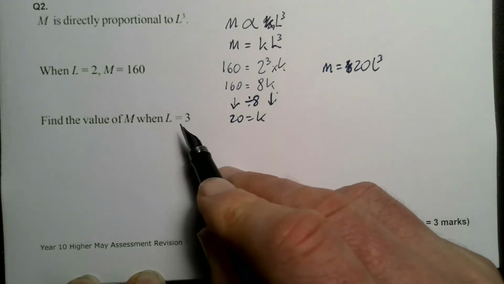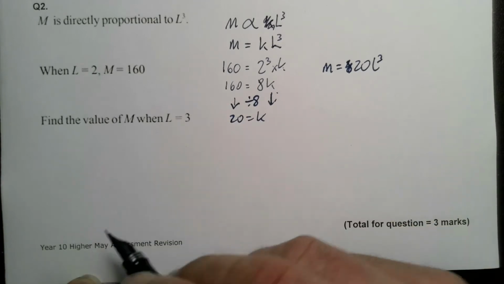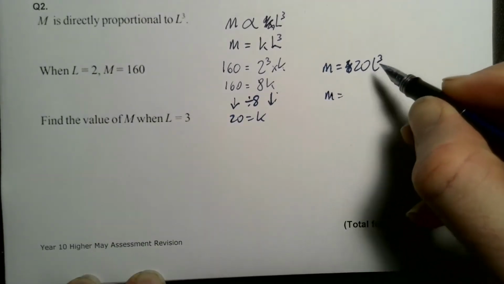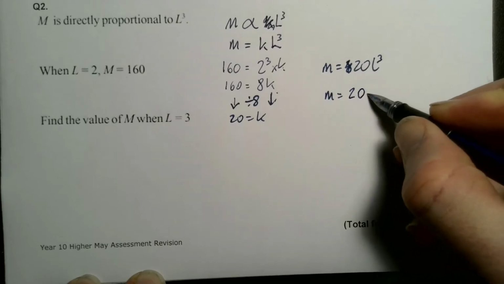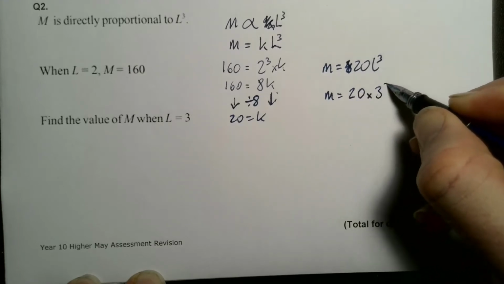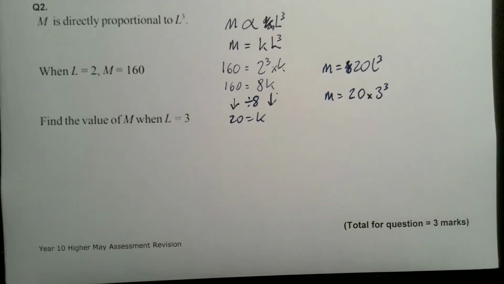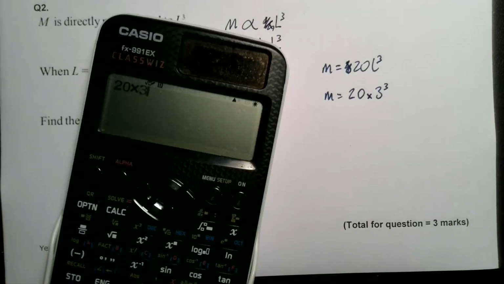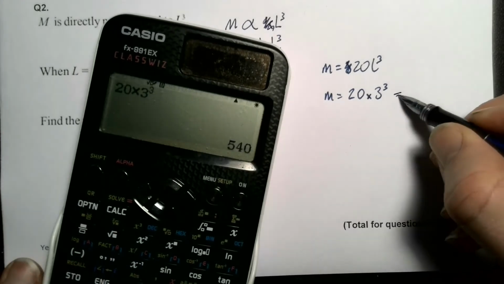So if you're told that L is 3 and we want to know what m is, we just have to put 3 into that formula. So it'll be 20 times 3 cubed. You whack that into the calculator, 3 to the power 3, and that gives us 540.